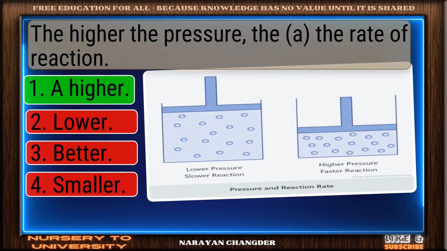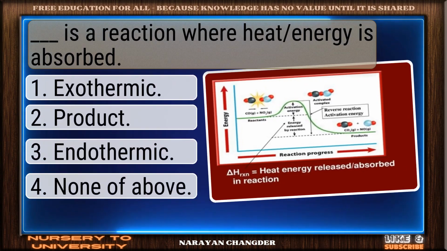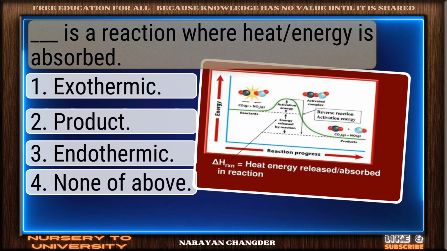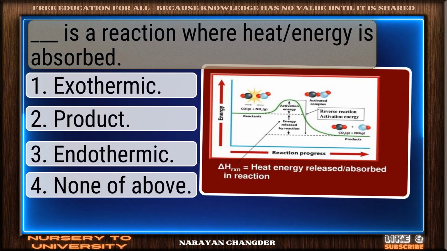Spot on, higher. Dash is a reaction where heat energy is absorbed. Option 1, exothermic. Option 2, product. Option 3, endothermic. Option 4, none of the above.